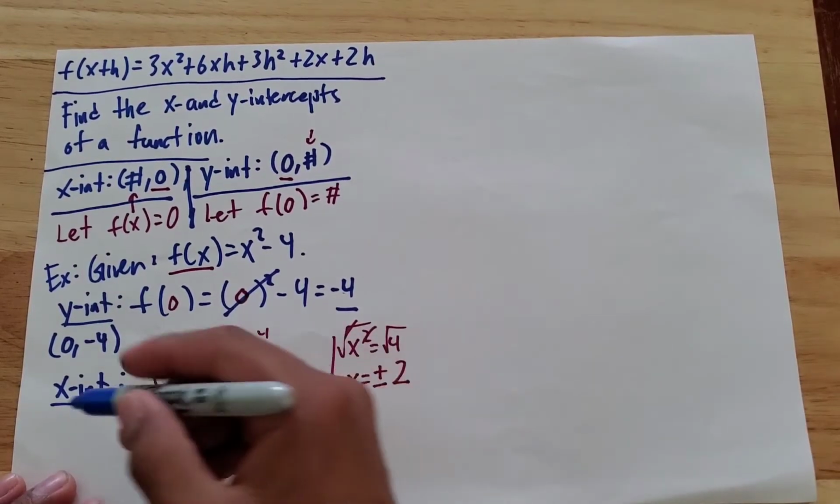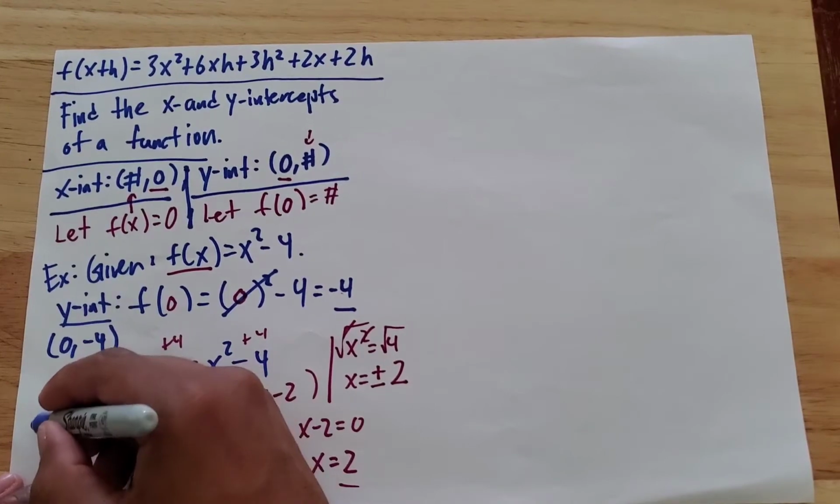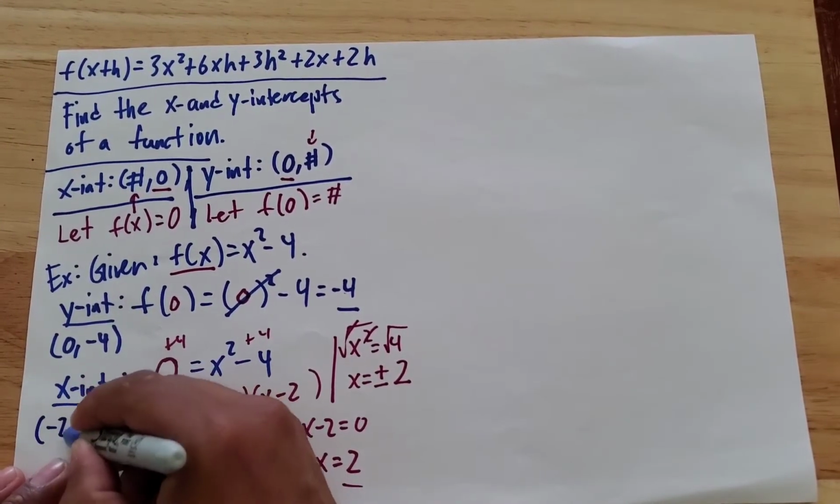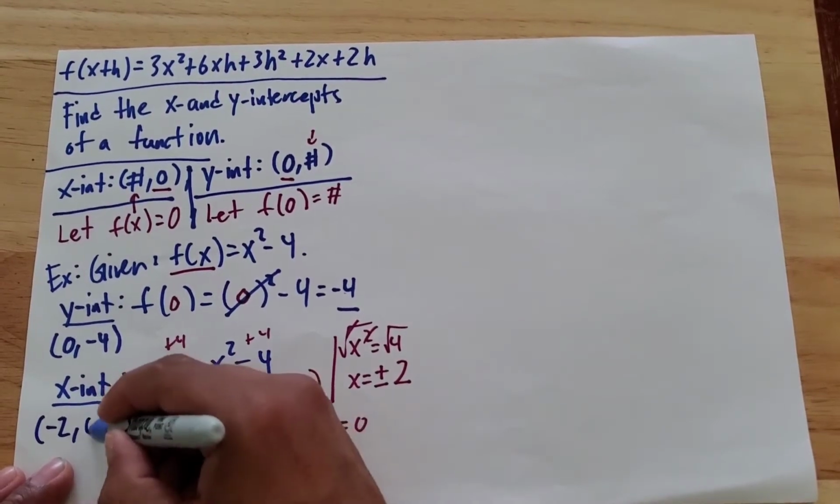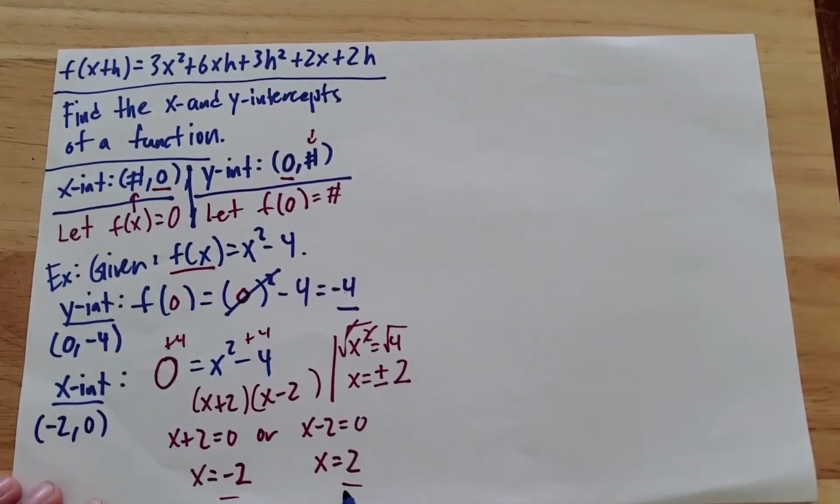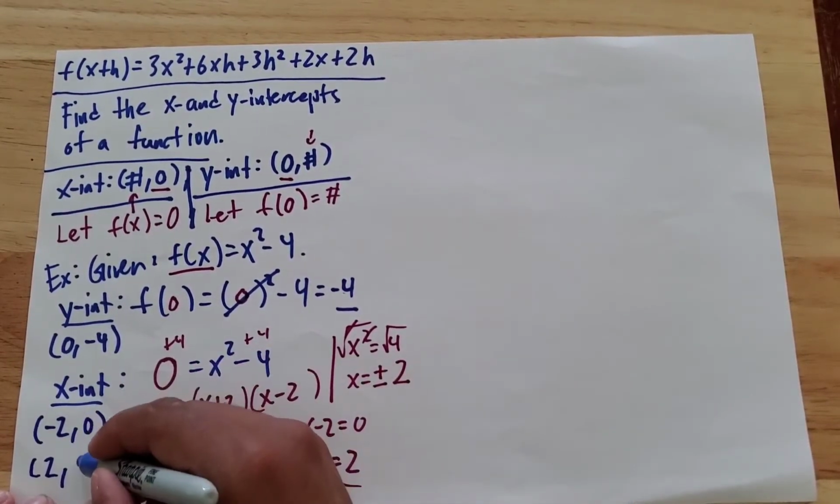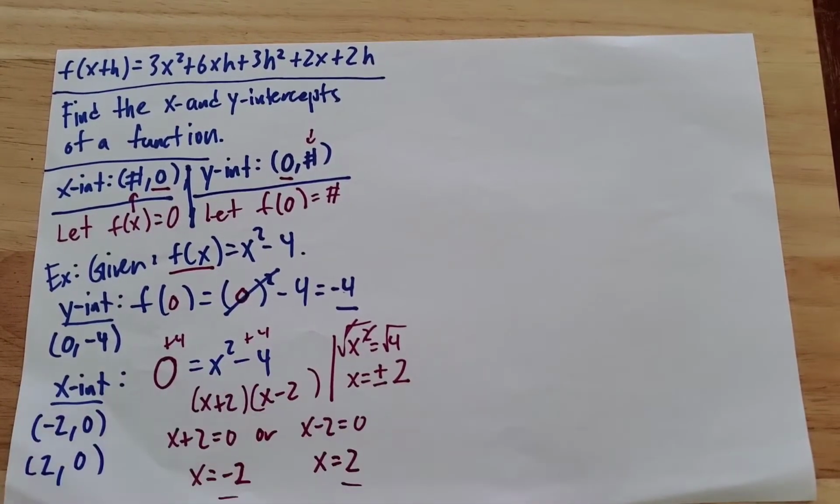And I'm going to have one here. So again, one of my x's is negative 2. And I know my y was 0 because I let it be 0. And then my second one is x is 2. And then my y is 0. And these are my 2 x intercepts.